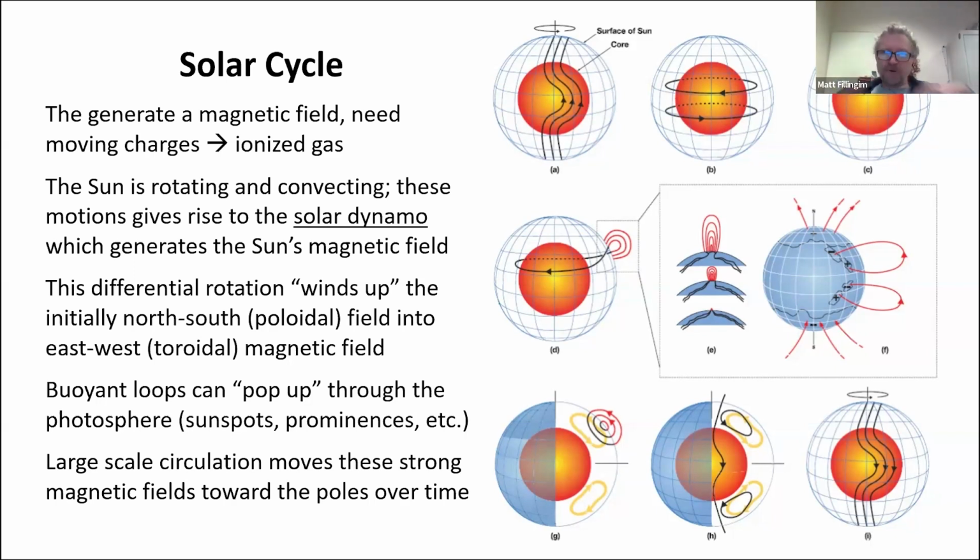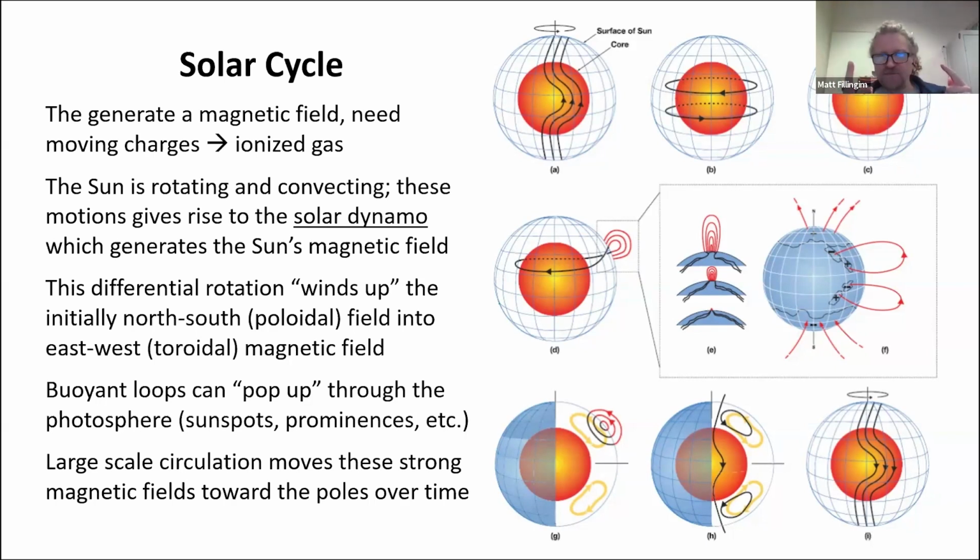And you can have parts of that east-west field, these east-west loops, pop up through the photosphere. And when that happens, where that magnetic field pokes through the photosphere, that's where we see the sunspots, and that's where we see the prominences, and that's where solar flares can occur, and where coronal mass ejections can be launched from. And so that's basically that.